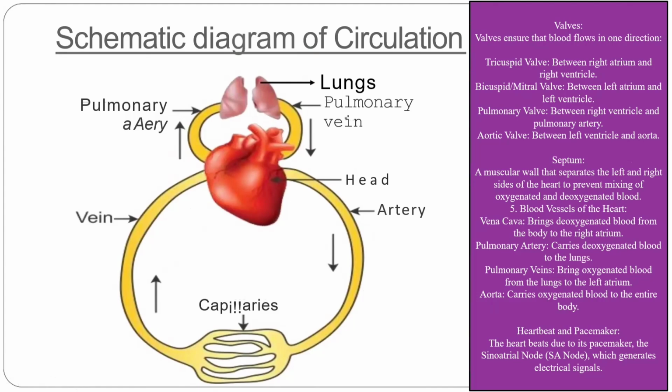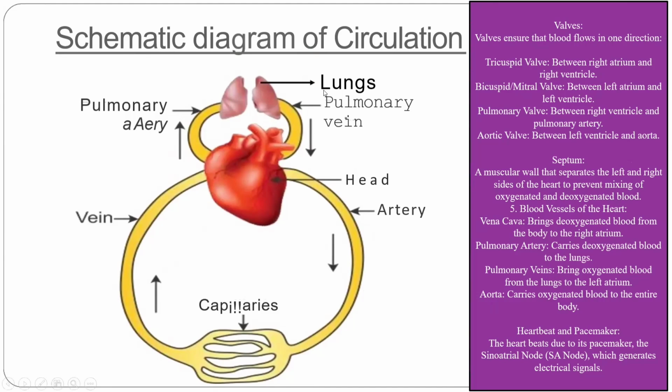Now let's see the valve. This valve ensures that blood flows in one direction only. This is the tricuspid valve between the right atrium and right ventricle. In the heart, a septum is there. What do you mean by septum? Septum is a muscular wall that separates the left and right side of the heart to prevent mixing of oxygenated and deoxygenated blood. Now come to the vena cava and pulmonary artery.